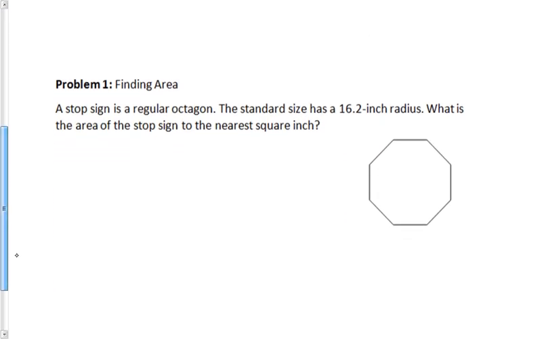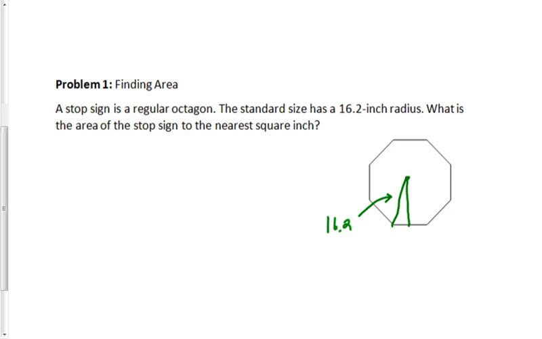Starting with this one right here, finding area. A stop sign is a regular octagon. The standard size has a 16.2 radius. So if this is our center, the radius would be going not from here to here, but from here to here. So from the farthest point out, this would be 16.2. What is the area of the stop sign to the nearest inch?